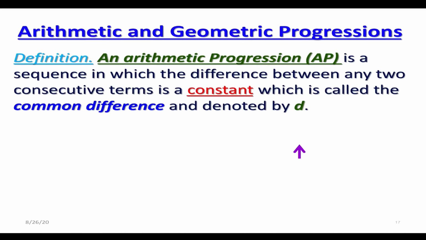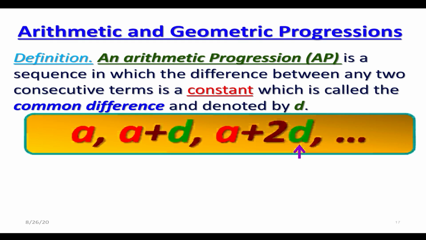In this tutorial, we are going to talk about arithmetic and geometric progressions. Let's start with arithmetic progression. By definition, an arithmetic progression, or just AP for short, is a sequence in which the difference between any two consecutive terms is a constant, which is called the common difference and denoted by lowercase letter d.